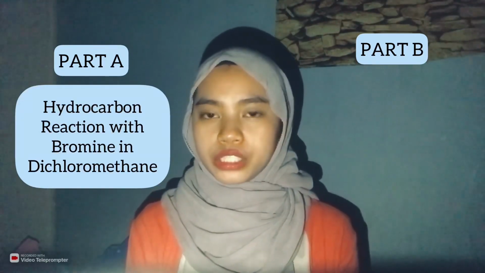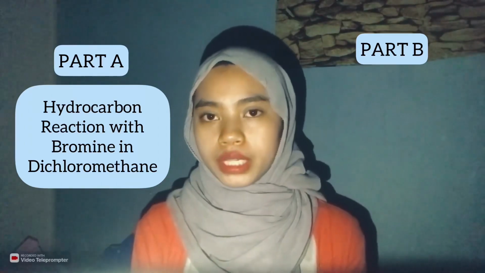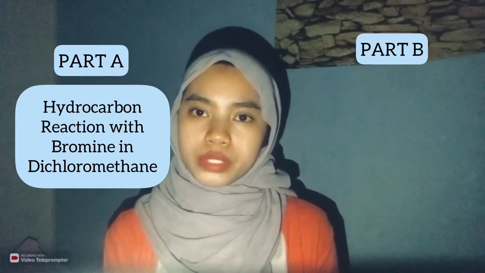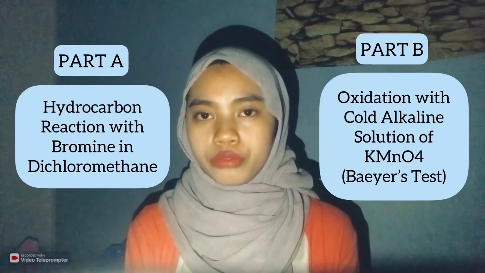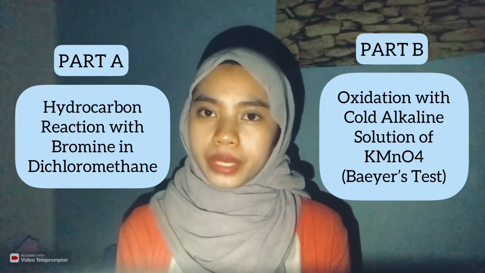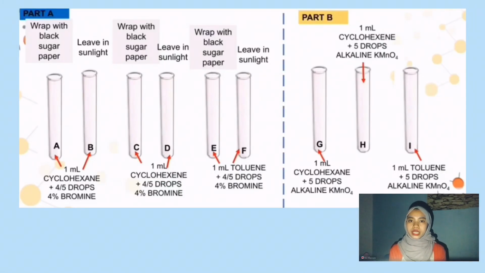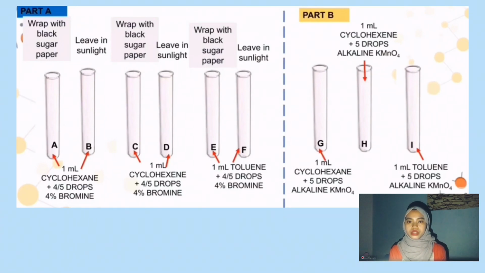There are two parts in this experiment, which are Part A and Part B. In Part A, we are going to observe the hydrocarbon reaction with bromine in dichloromethane, while in Part B, we are going to observe the oxidation of hydrocarbons with cold alkaline solution of KMnO4, which is called the Baeyer test. As we can see, there are two figures, each for Part A and Part B. So here is the method that we use to investigate the chemical properties of alkane, alkene, and arene.